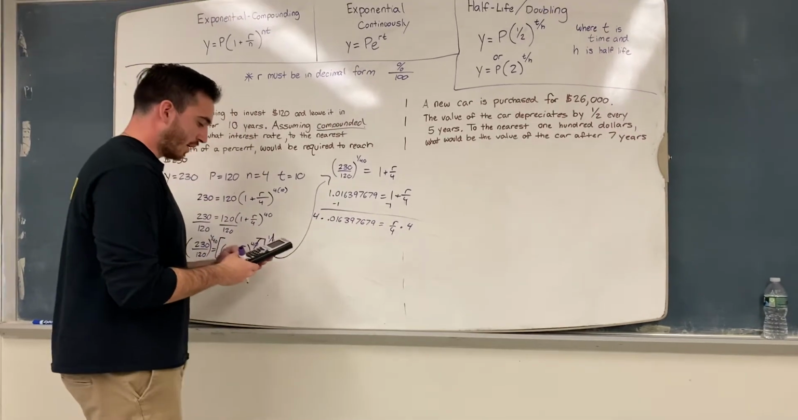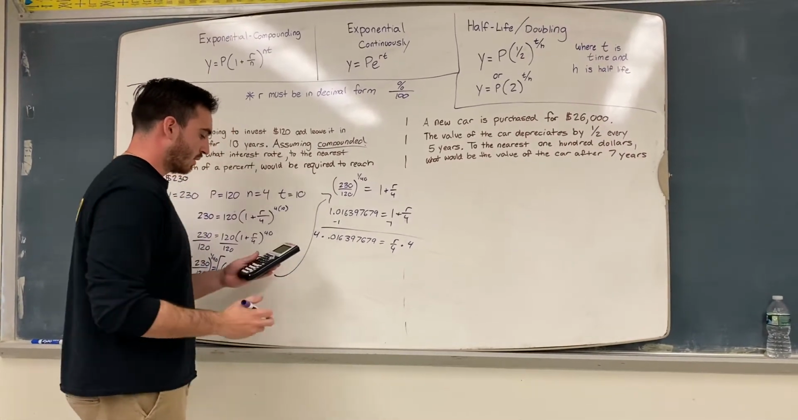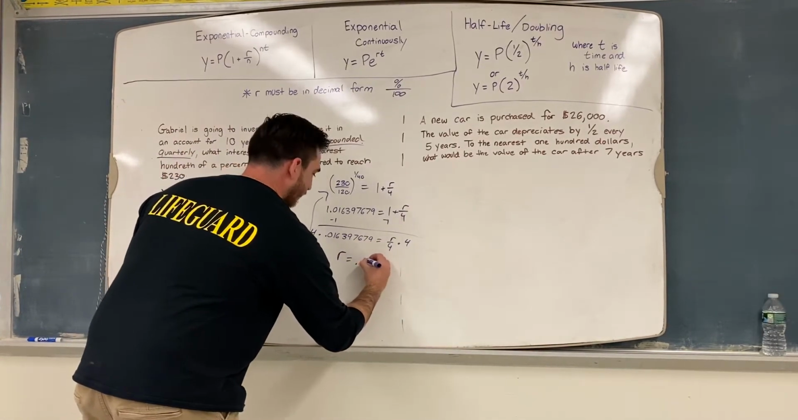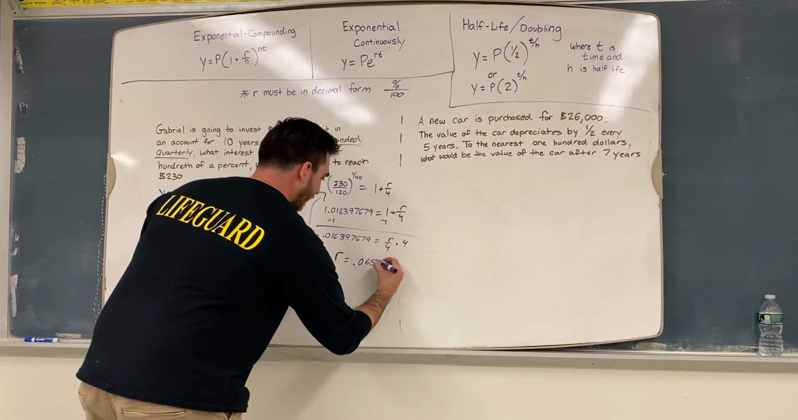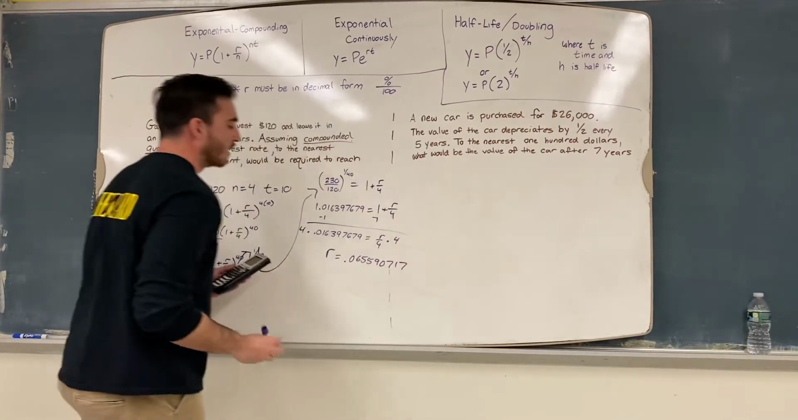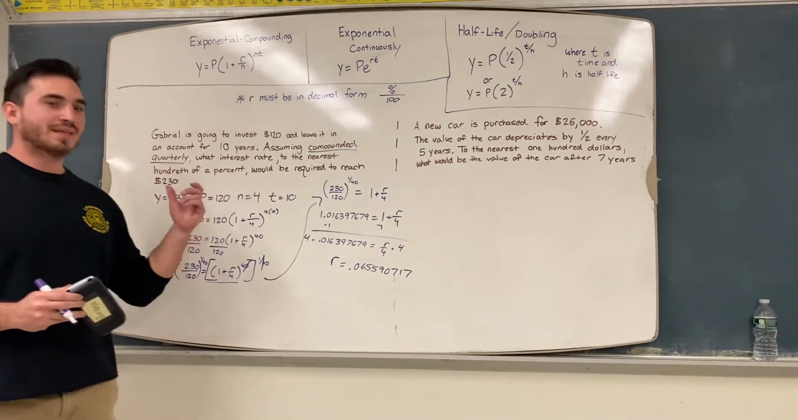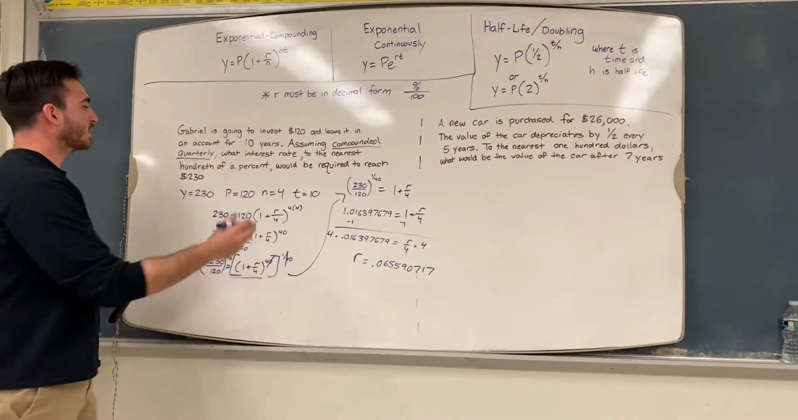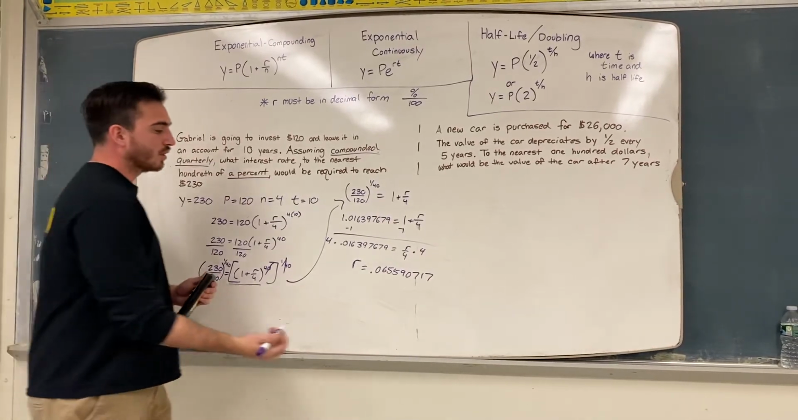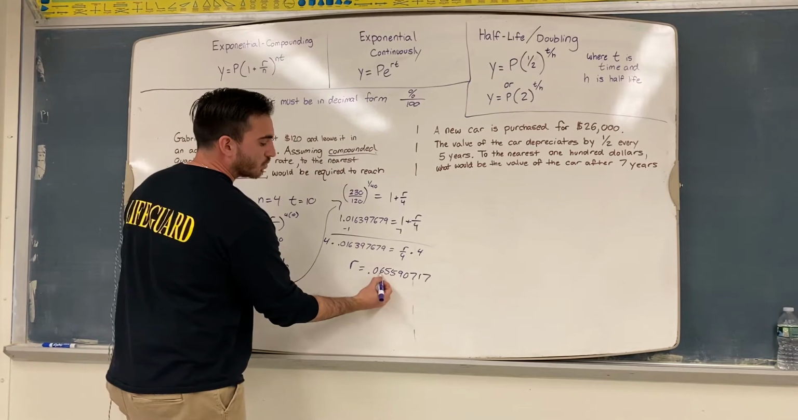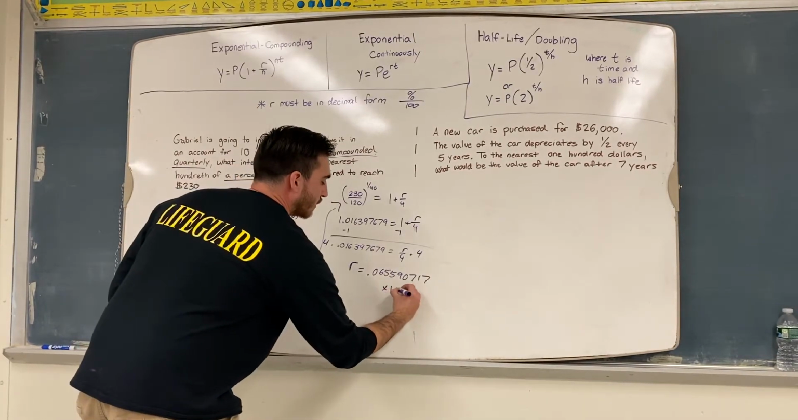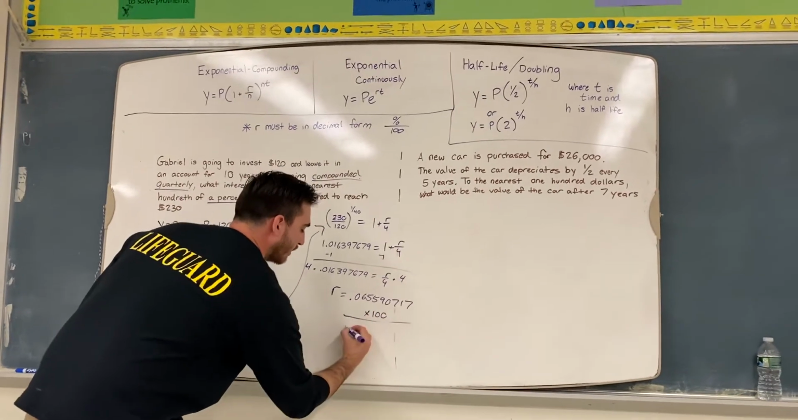So I'm going to do that in the calculator real quick. You should be getting R is equal to 0.065590710. However, this R is in decimal form. They're asking you for a percent. So in order to convert this to a percent, you can either move the decimal over 2 spots, or you can multiply by 100. I'm just going to multiply this by 100.